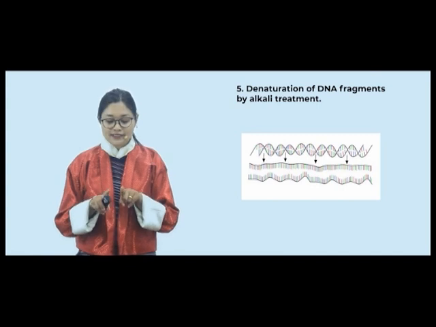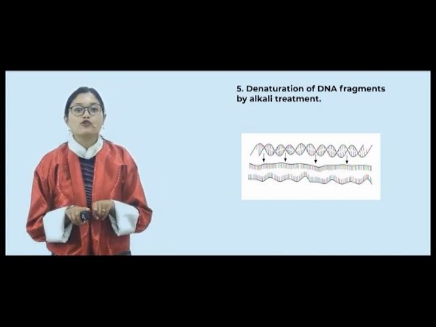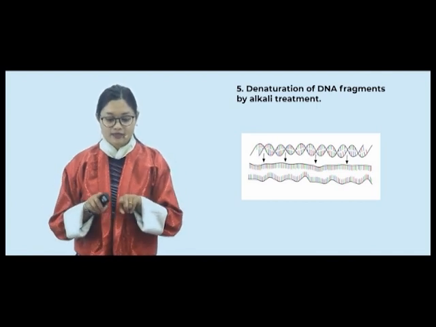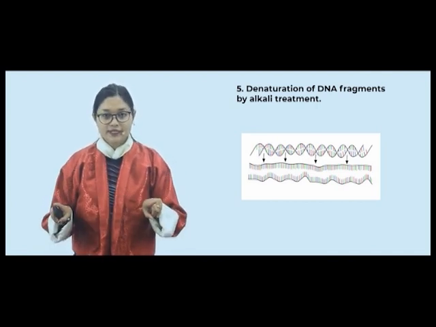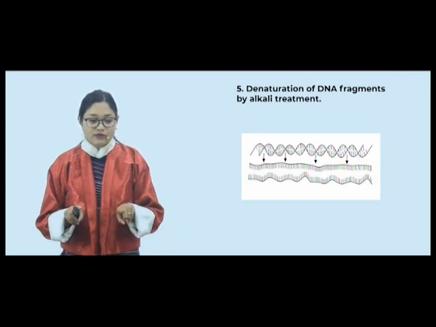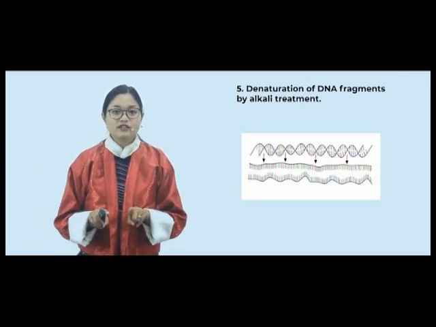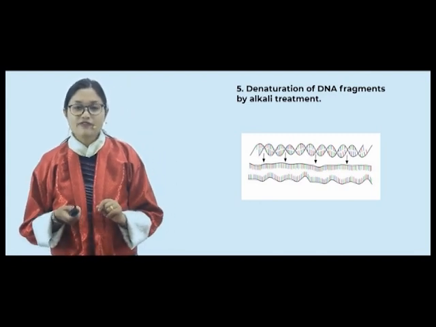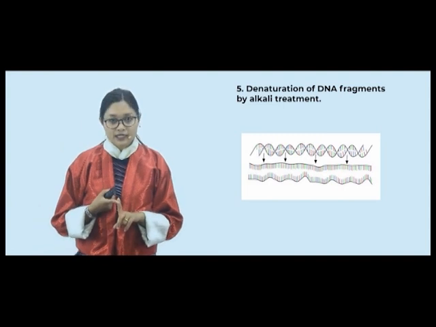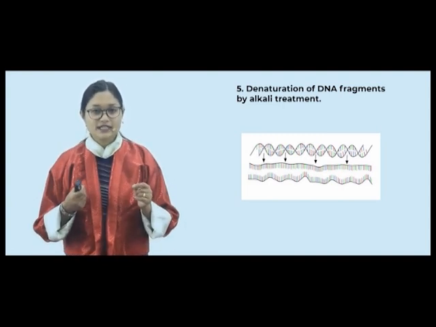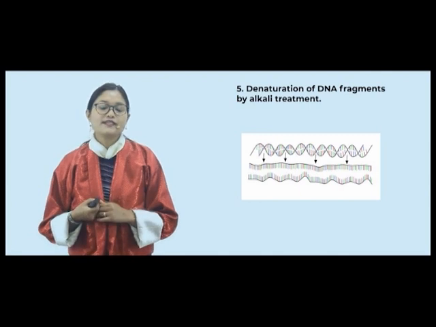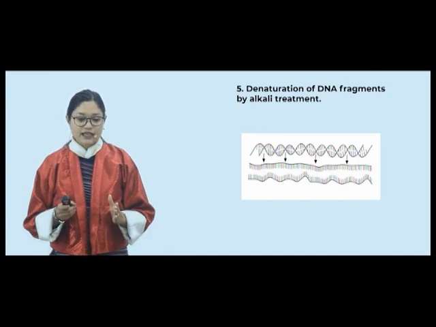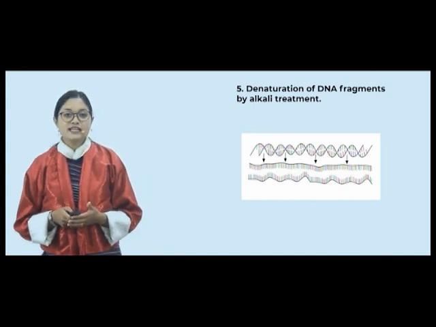Now these 2 helices are joined together by hydrogen bonds. When the hydrogen bonds are broken, the 2 helices of a DNA separate. This separation of the 2 helices of DNA is known as denaturation of DNA. In this process known as DNA fingerprinting, we use alkali to denature the DNA. Alkali usually breaks the hydrogen bond without destroying the DNA. So in the 5th process, the DNA has to be denatured.